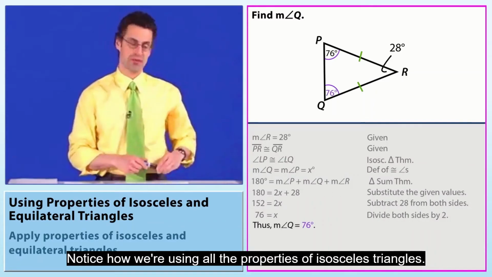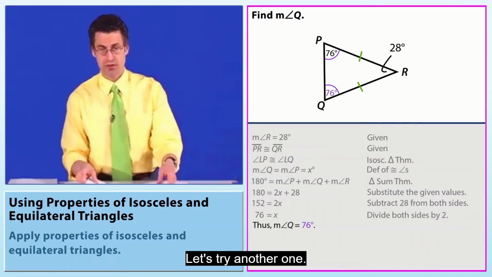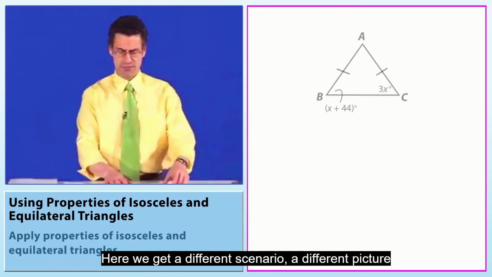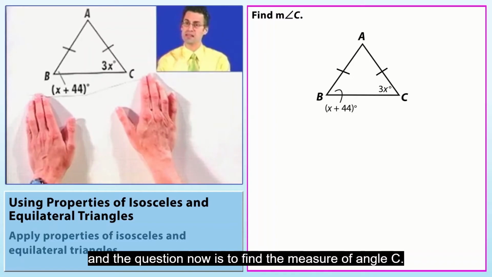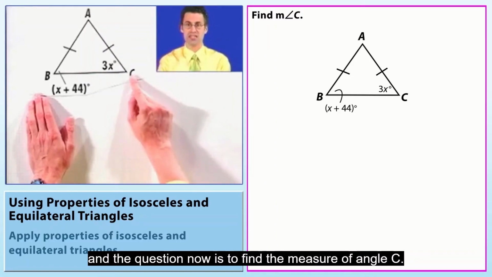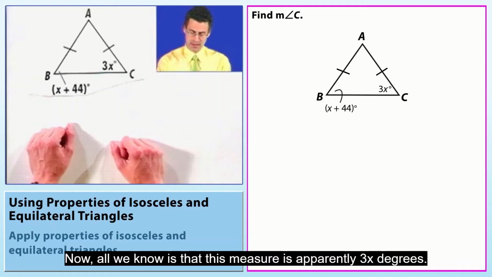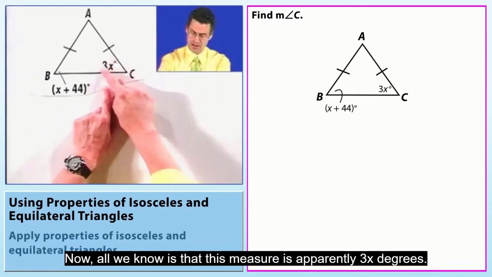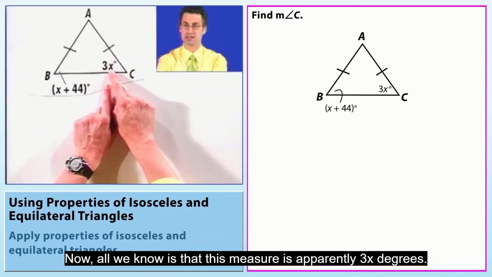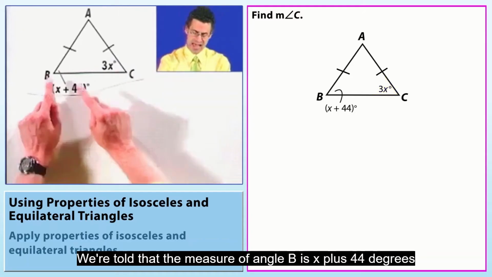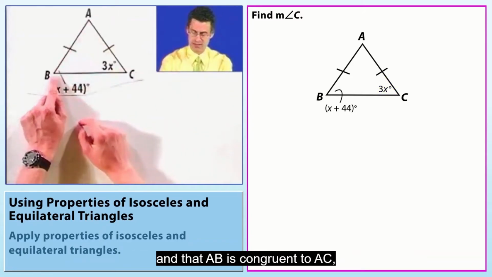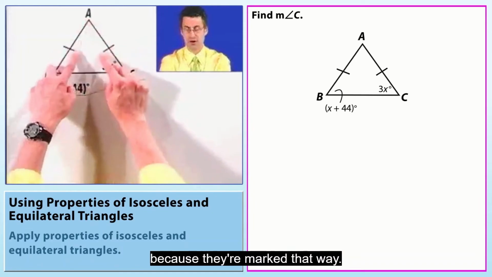Notice how we're using all the properties of isosceles triangles. Let's try another one. Here we get a different scenario, a different picture. And the question now is to find the measure of angle C. Now, all we know is that this measure is apparently 3x degrees. We're told that the measure of angle B is x plus 44 degrees, and that AB is congruent to AC, because they're marked that way.